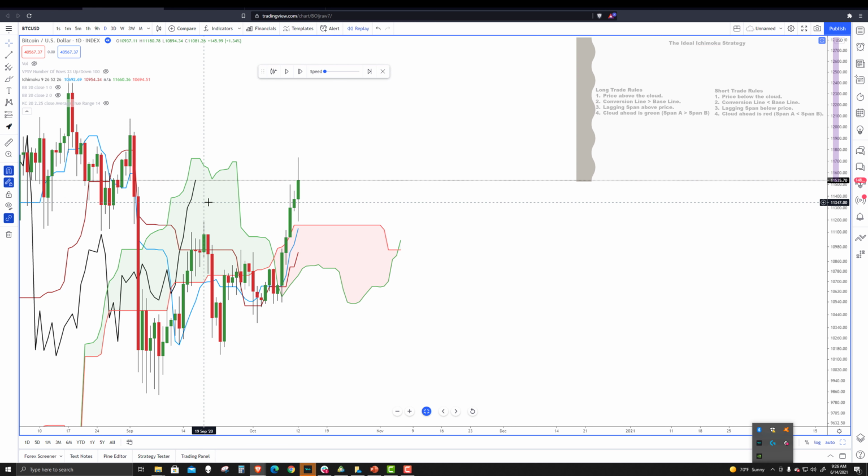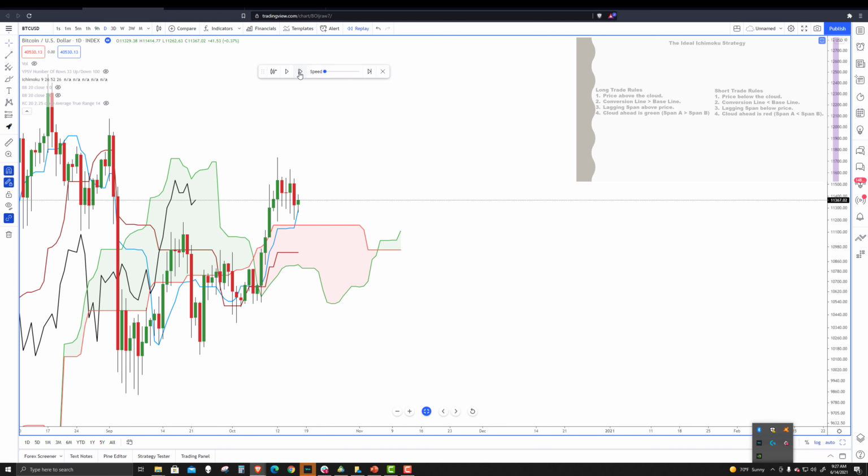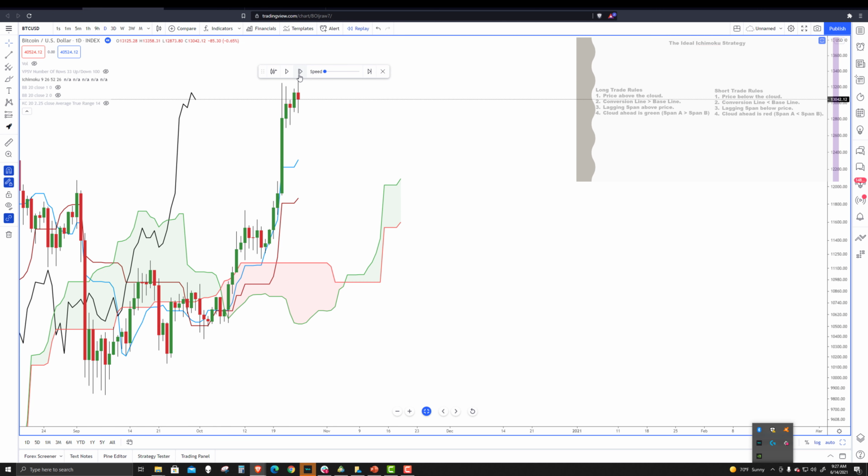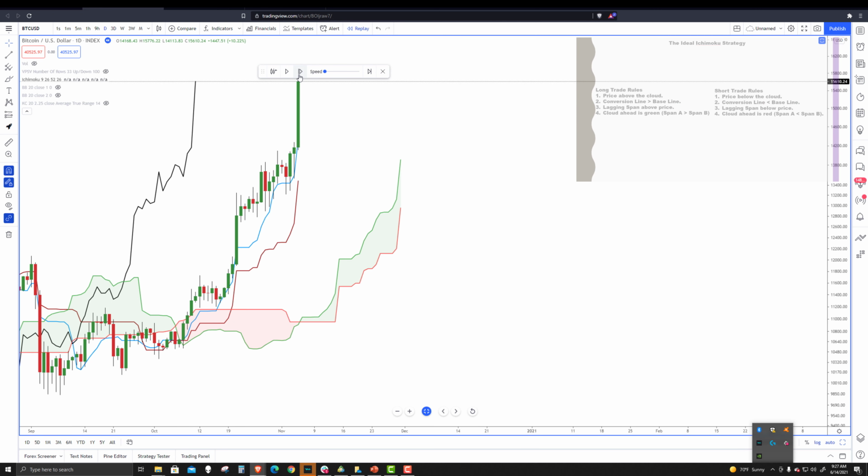There's one thing here that may make me go, I don't know if I really would do that. Maybe I would or wouldn't, because the lagging span is really near and close to the top of the cloud. That's a natural resistance area. This might be an area to wait, but otherwise, these are sufficient conditions to go long. Sometimes it's good to wait till the lagging span breaks above the cloud, but that is a long entry, and this is kind of the net result.